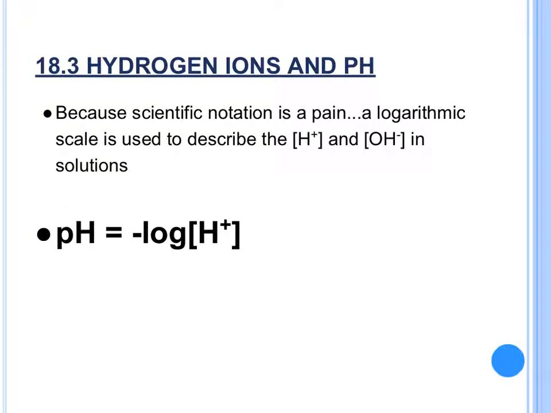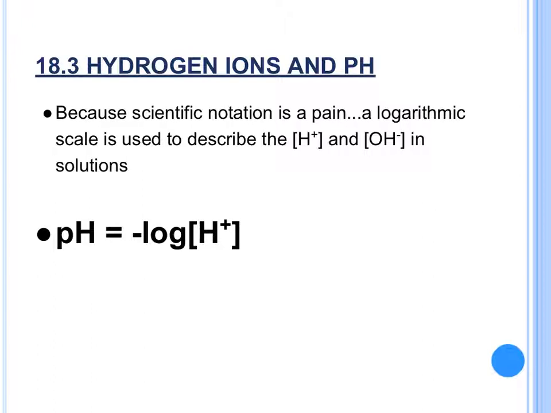This is part 3 of the notes on acids and bases, and in this part of the video we are going to talk about the relationship between ion concentration and pH, the pH scale, and also the pOH scale, and how those things are related.